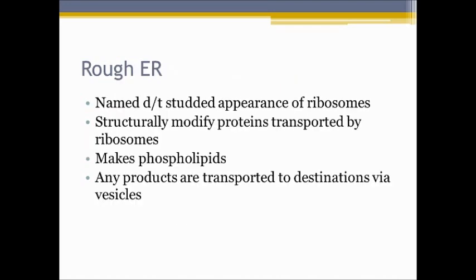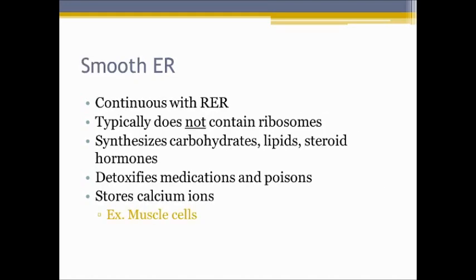The rough endoplasmic reticulum is called such because it is studded with ribosomes. So those fixed ribosomes stud the surface. It's also responsible for modifying proteins that are transported by the ribosomes, makes phospholipids, and then any products that the rough ER makes are transported to their destinations by those vesicles that we just talked about. The smooth ER is continuous with the rough ER and does not contain ribosomes, hence the name smooth.